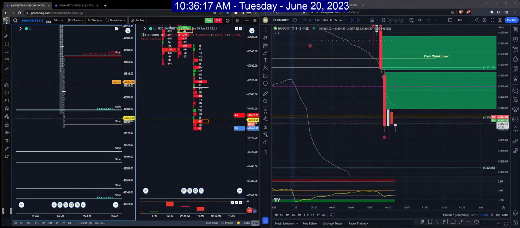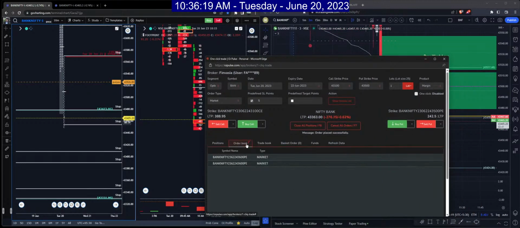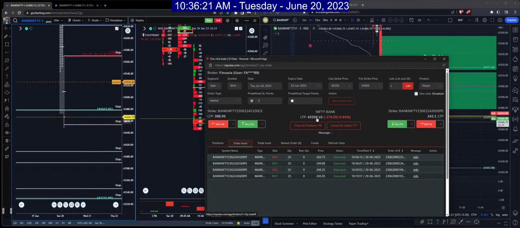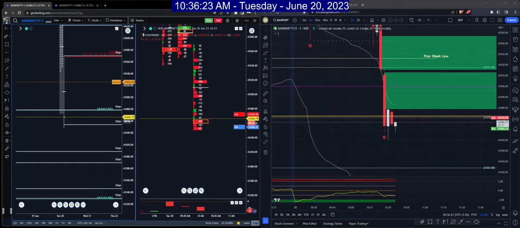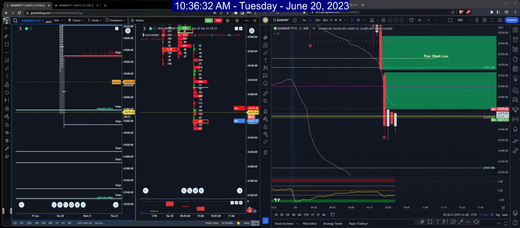Okay, I have taken a put trade and the SL got hit, 249 and 243. So I was a bit late. So 43,500 put, just add it.